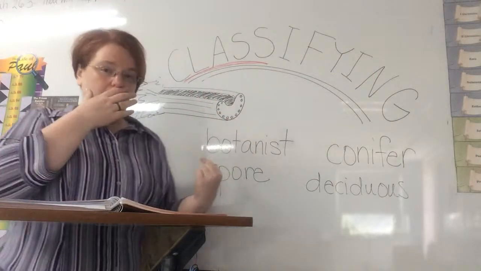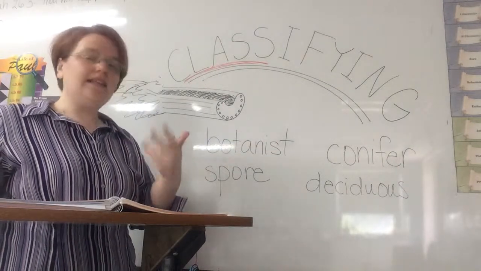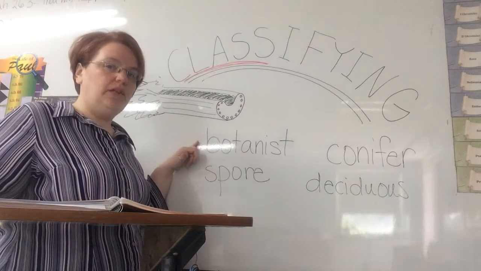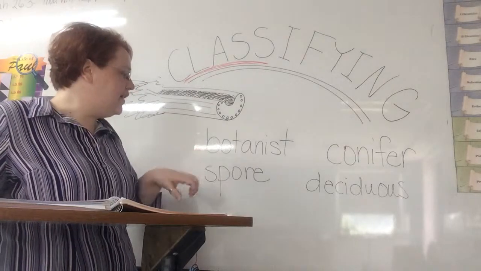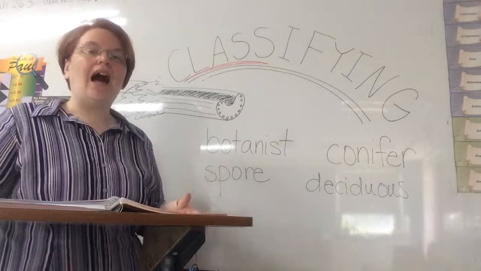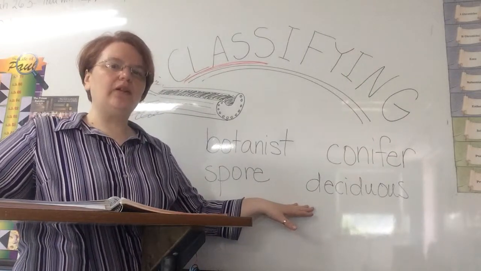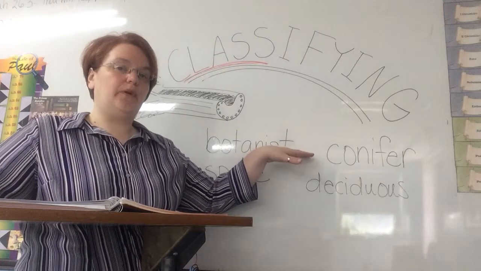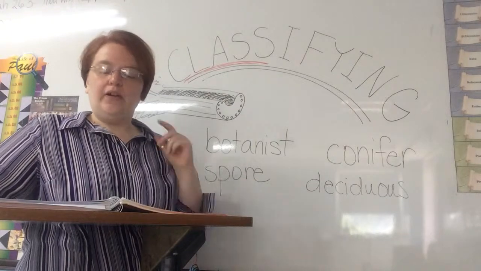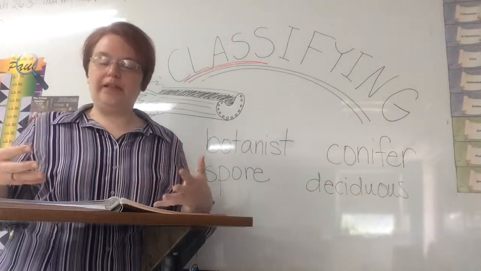Now we have some vocabulary words that we want to pay attention to. As I say it, you go ahead and repeat this word: botanist. B-O-T-A-N-I-S-T, just in case you can't see. Spore. And the word conifer. Let's say that, conifer. The last one is not really a vocabulary word, but it's something I want you to compare to the word conifer. This word is deciduous. One more time, deciduous. Okay, so let's go ahead and learn different ways we can classify plants.